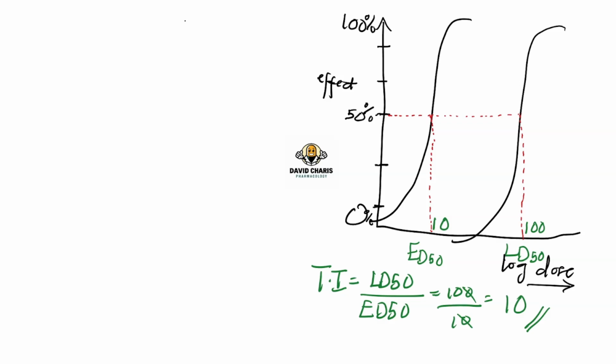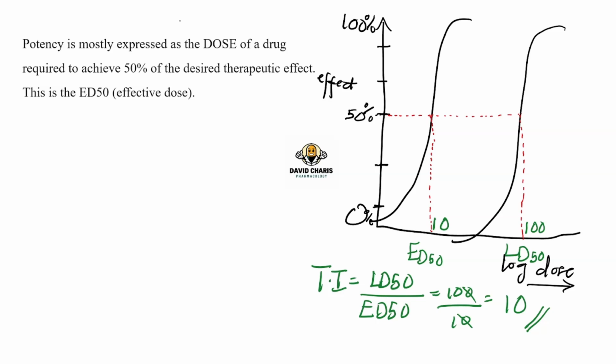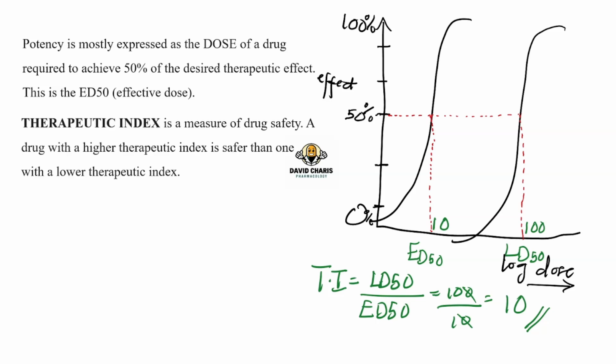Now, before we talk about therapeutic index, you just need to know that potency, like I've explained in my detailed video, is mostly expressed as the dose of a drug that is required to achieve 50% response of the desired therapeutic effect. This is what we refer to as the effective dose, ED50. The effective dose is the dose of the drug that is needed to produce 50% desired therapeutic effect in a given population. While we also have what we call the LD50 or the TD50. That brings us to the topic of therapeutic index.